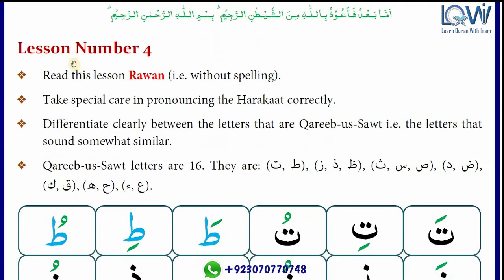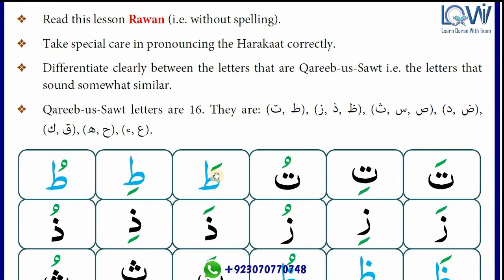Today we are going to start lesson number 4, and in this lesson we will learn about Qaribu South letters. So question 1: which letters are Qaribu South letters and what is the meaning of Qaribu South letters? Qaribu South letters mean similar sound letters. Qaribu South letters are 16. You can see them in the brackets. These letters are Qaribu South. And in this lesson, inshallah, we will learn how we can make a sound difference between these letters.